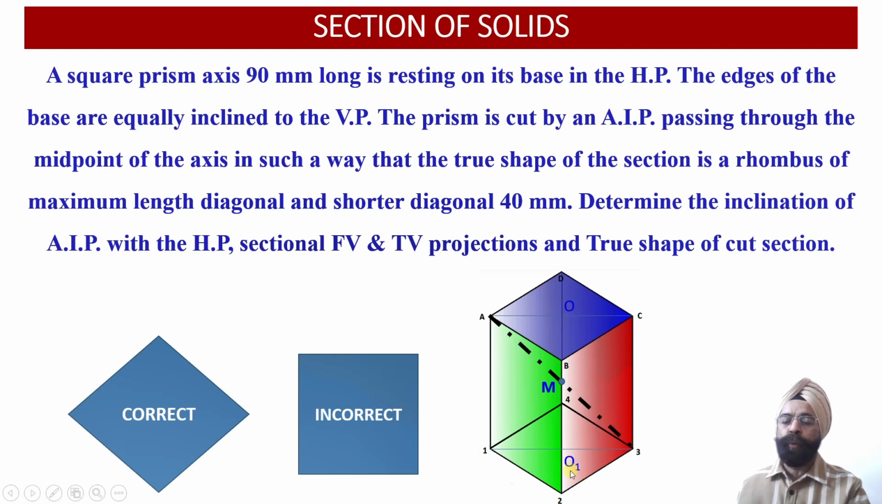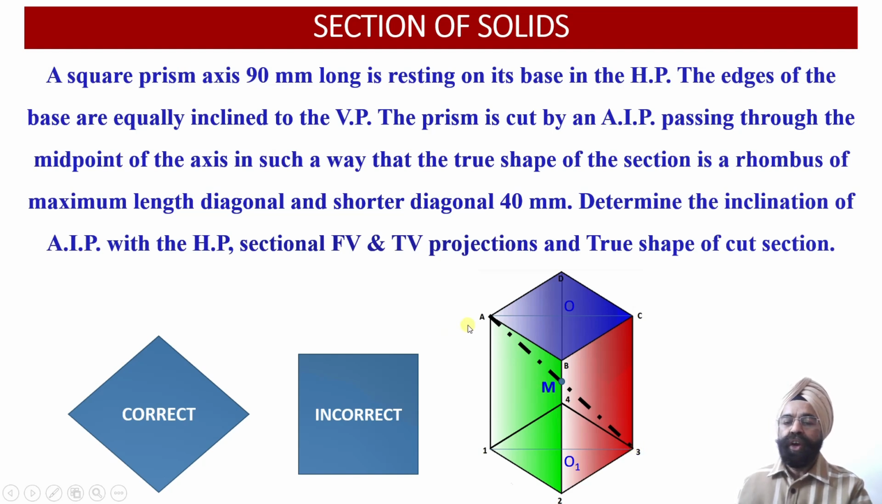This is the axis point O1 which is available with us corresponding to the base of the solid. So once we join these 2 points O and O1 in the front view projections, point M will be located onto this axis OO1 as the midpoint. And once we join point A with point 3, we will find that the cutting plane will be passing through the midpoint of the axis OO1 over here.